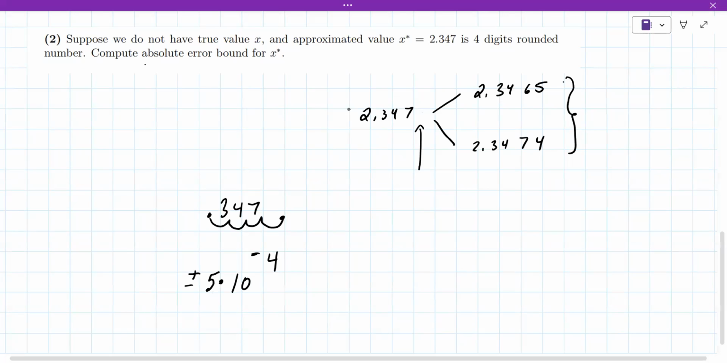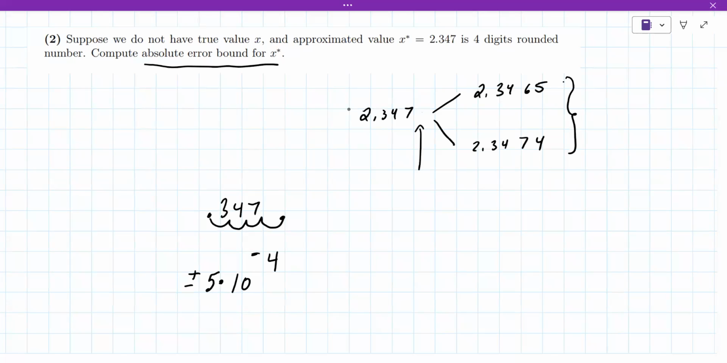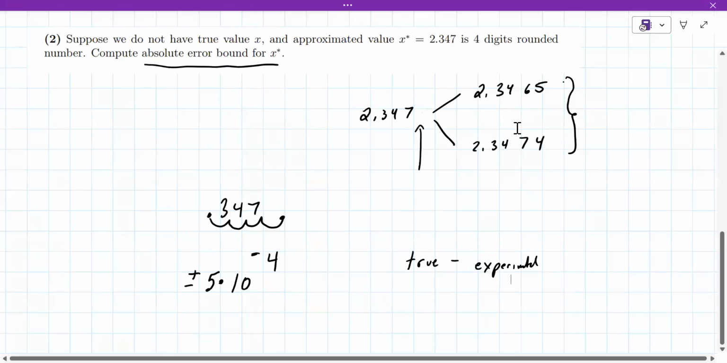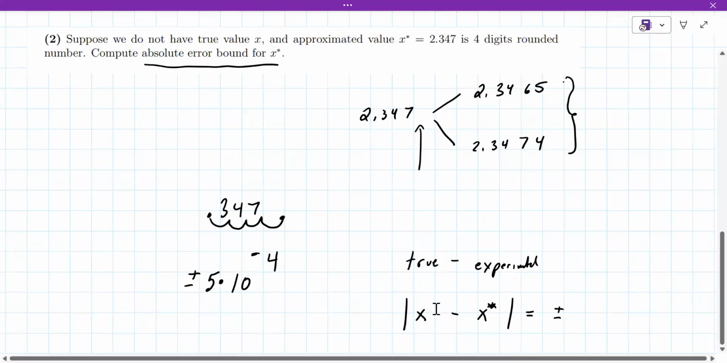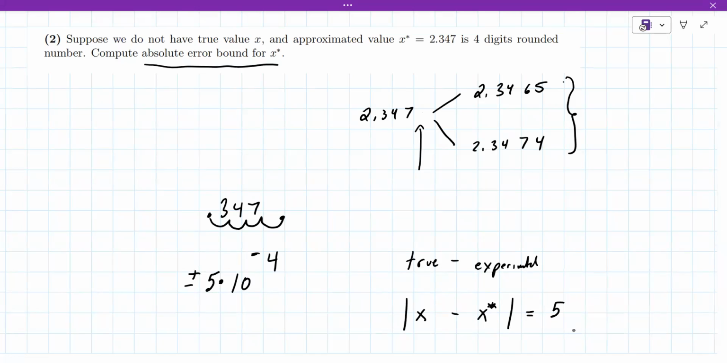So when it says the absolute error bound, what that means is the true minus the experimental. We don't know the true, we just know that it's somewhere in here. We know the experimental is X star. You probably saw this in your book: X minus X star equals plus or minus, well, because it's absolute value, we could just say 5 times 10 to the minus 4.